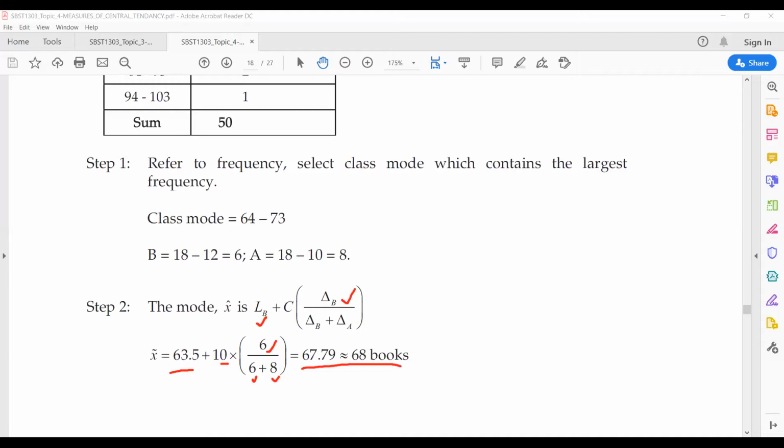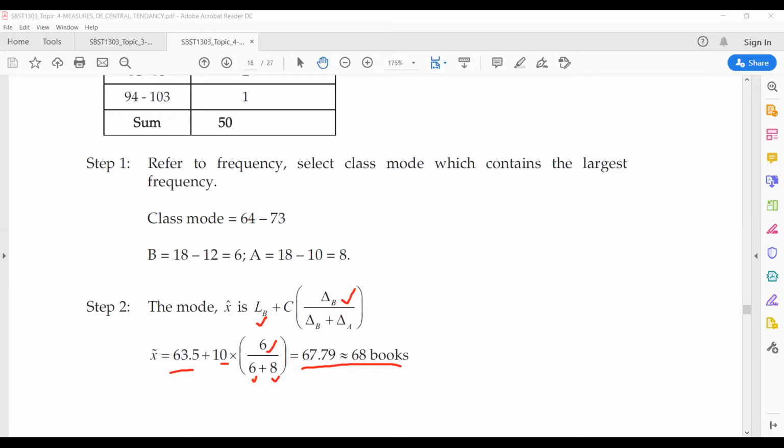Sir, please, about approximating your solutions. Yes. I've realized that it's not all your solutions that you approximate to a whole digit. Yes. Please, can you explain it to me?